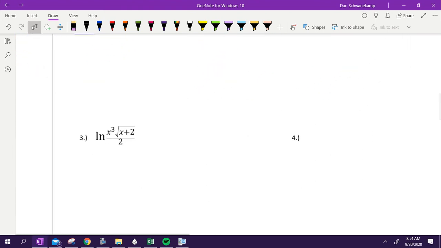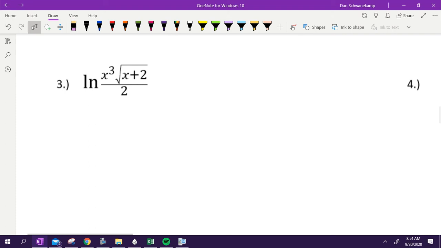All right, let's look at number 3. Natural log of x cubed times the square root of x plus 2, all divided by 2. How many different things? Now pay attention. How many different things are being multiplied or divided here? Show me with your fingers. How many different elements are being multiplied or divided here? Good. There are 3.